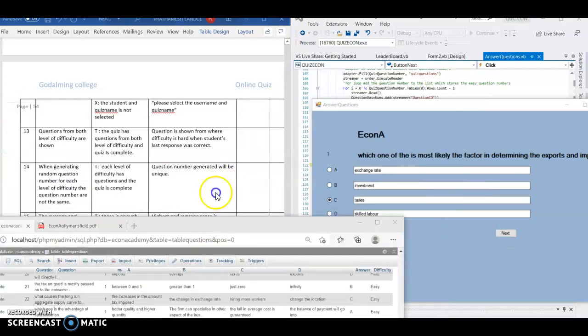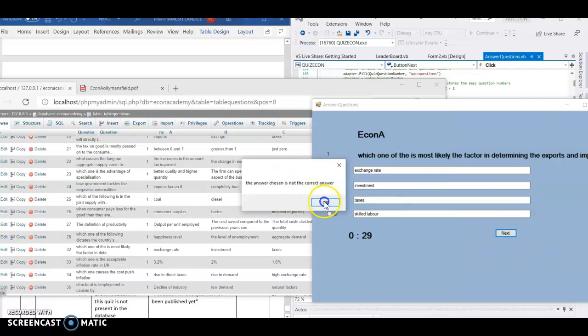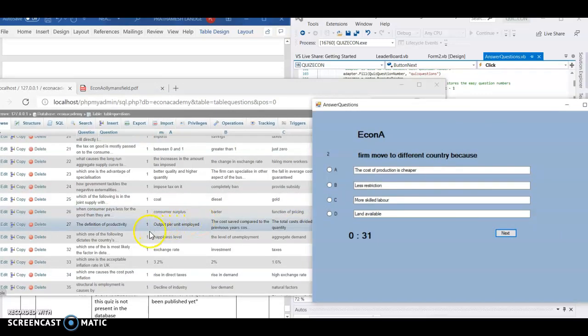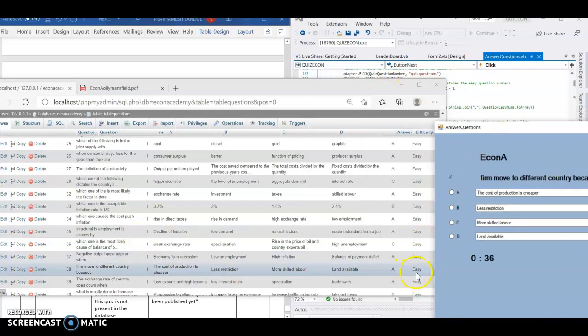So what we're gonna do is just test them. So we got this wrong. So the next question is 38. The next question is easy as well. It should be, and it is.